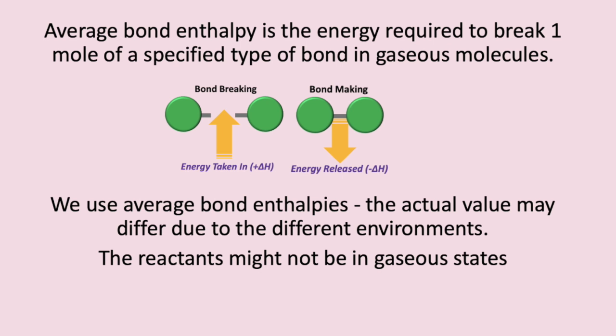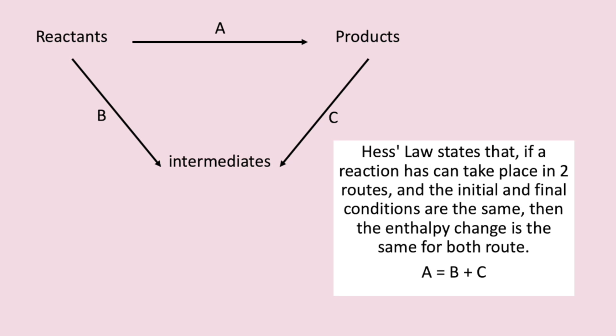We now come to Hess's law, which is a way of working out the enthalpy change. Hess's law states that if a reaction can take place in 2 routes, and the initial and final conditions are the same, then the enthalpy change is the same for both routes. We can use Hess's law to make a little triangle to show the different reaction routes. If they give us the standard enthalpy change of combustion in our question, we point the arrows down in our route. If they give you the standard enthalpy change of formation, we point the arrows up.